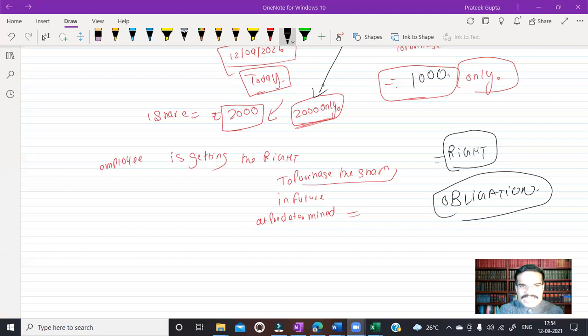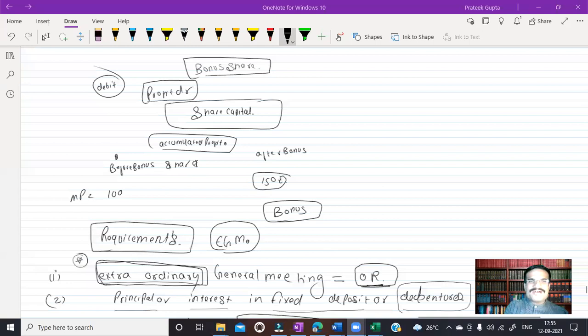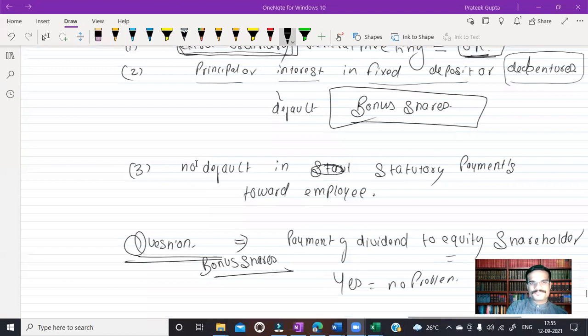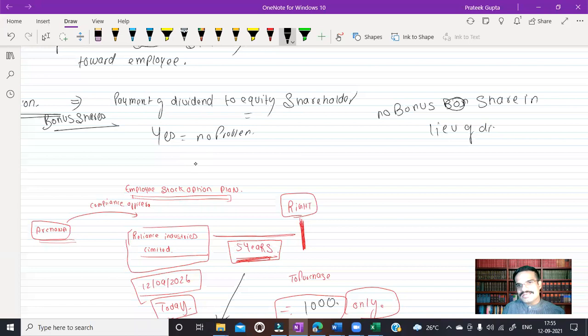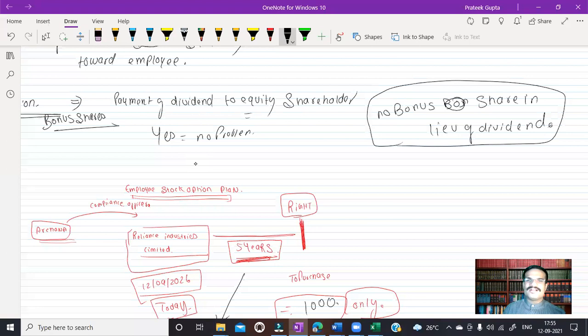Sunil Yadav sir is saying, sir, section 63(3) mein likha hai, bonus shares shall not issue in lieu of dividend. Beta, yahi hota hai jab aap ratta maarte ho. Ab dhyan se samajhna ye wala concept. Yes, I agree. Section 63(3) mein likha hai that no bonus shares in lieu of dividend. Bilkul theek likha hai. But beta, ratta nahi lagana. What I was stating, try to understand.